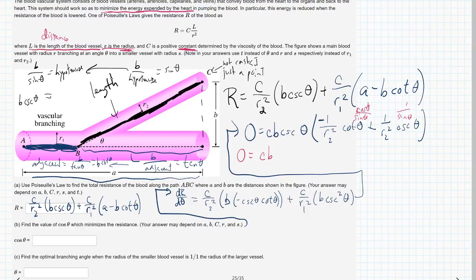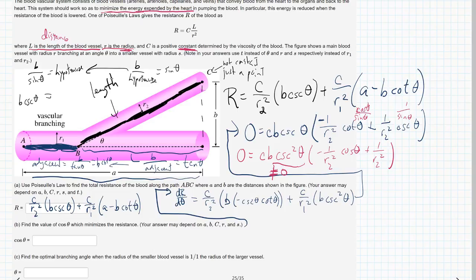Well, we're left with cosecant squared theta, and then what we have is negative 1 over r2 squared, this is cosine of theta, plus 1 over r2 squared. Oh, that's beautiful right there. Okay, we're in great shape now, because notice this does not equal 0. So this cannot equal 0. Okay, so the first part can't equal 0, so we only set this second equation equal to 0.